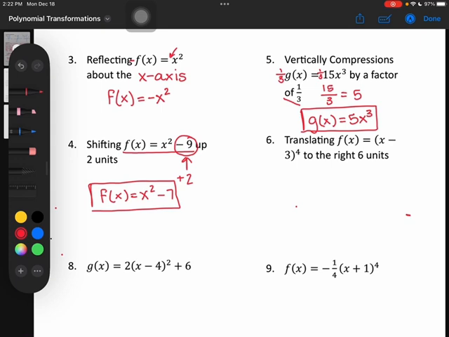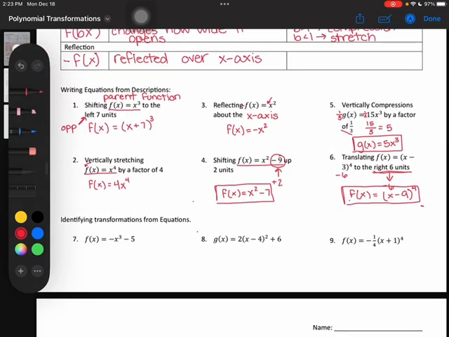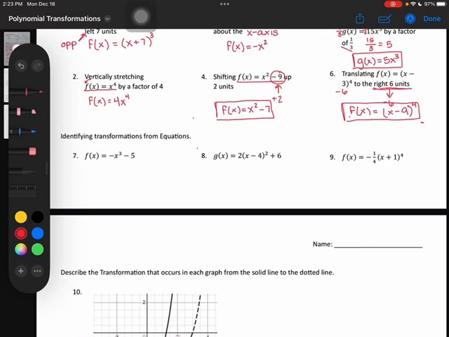And then now we're translating f of x right 6 units. So we know that right 6 units would mean -6. And if we're already at -3, we need to subtract -3 from -6. So that would give us f of x equals x minus 9 to the 4th power. Perfect. So that's a little bit about how we kind of utilize the transformations to write our own equations.